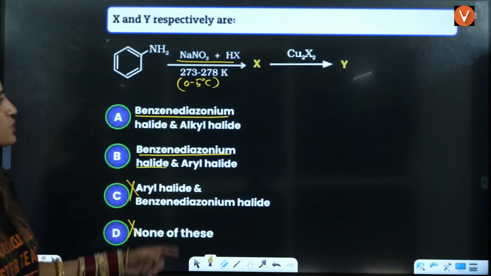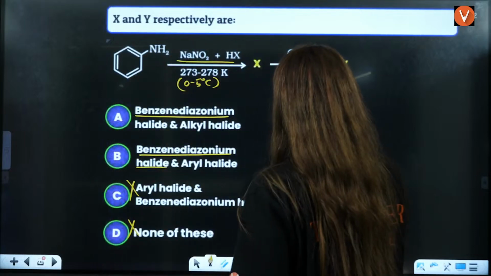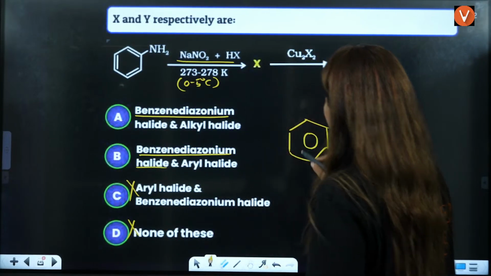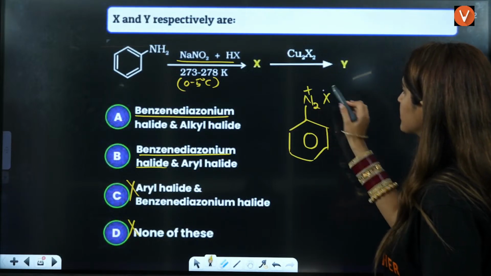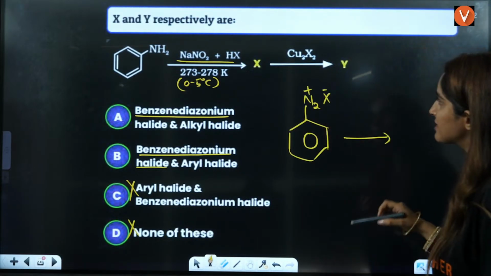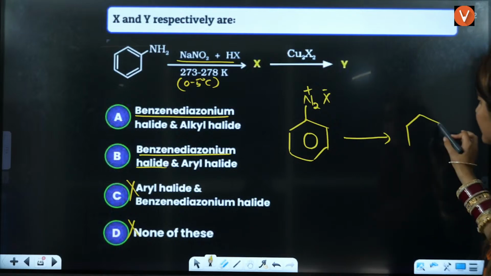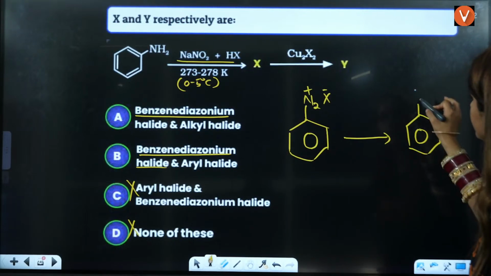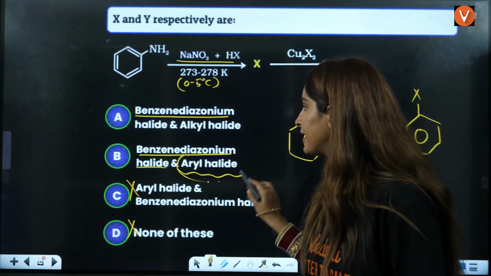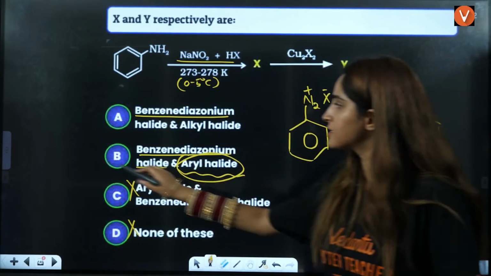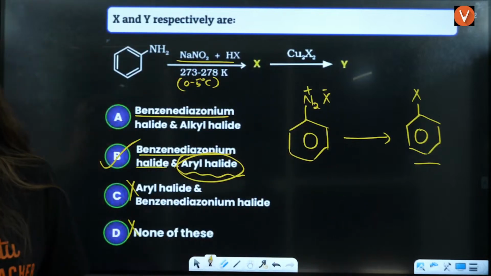Once you have benzene diazonium halide, since instead of HCl you have added HX, this will be N2 positive, X negative. After adding Cu2X2, that is basically Sandmeyer's reaction. This is converted to alkyl halide or aryl halide, because this is a benzene ring. B is the correct answer.